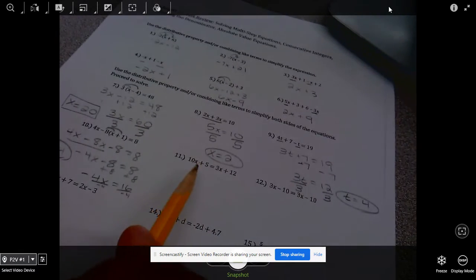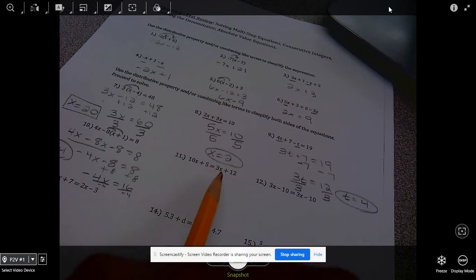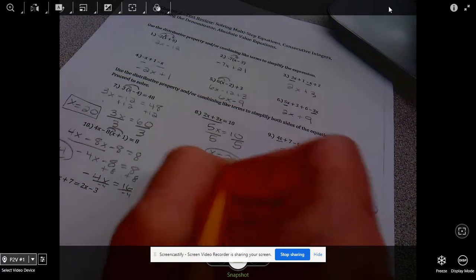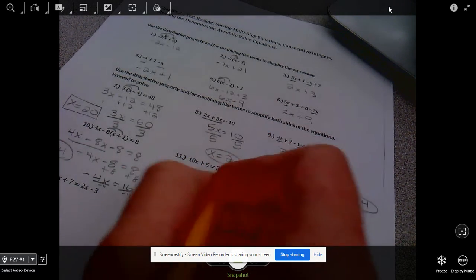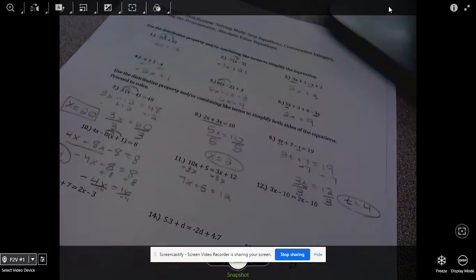Number 11, both sides are simplified, but now we have an x on both sides. I encourage you to always take the x's and move them to the left. You don't have to, but this way you'll have consistency and it'll be clear what you do every time. All right, 7x plus 5 equals 12. Now that x's are on the left, let's move numbers to the right. x equals 1.